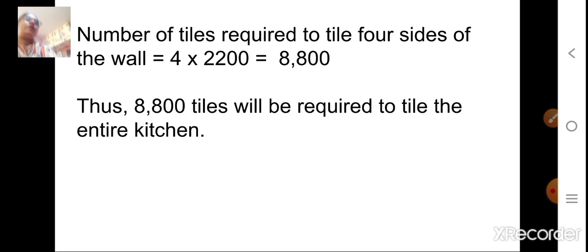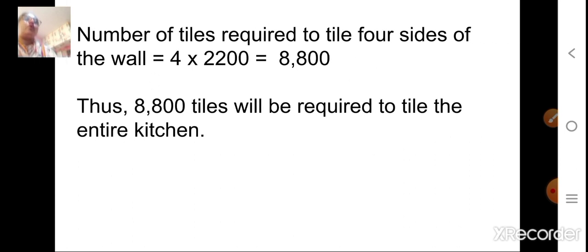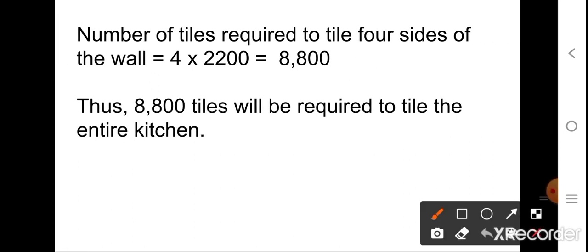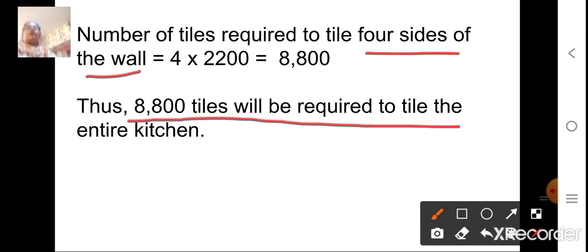Now to find for the four sides of the wall, we will multiply 4 multiplied by 2,200, that is 8,800 tiles. So what we did first was we found the area of a tile and then the area of the wall. Then to find the tiles required, first we found the tiles required for one side of the wall, by dividing the area of the wall by the area of each tile. Then we multiplied it by 4 to find the number of tiles required for the four sides of the wall. Thus we got the answer as 8,800 tiles will be required to tile the entire kitchen.